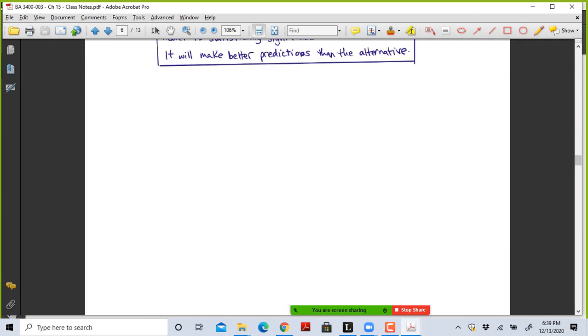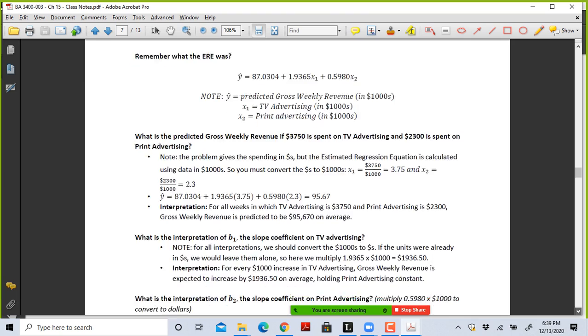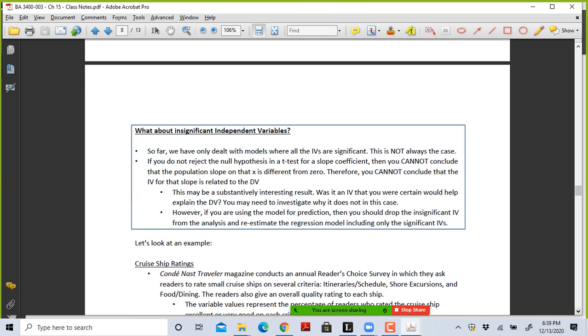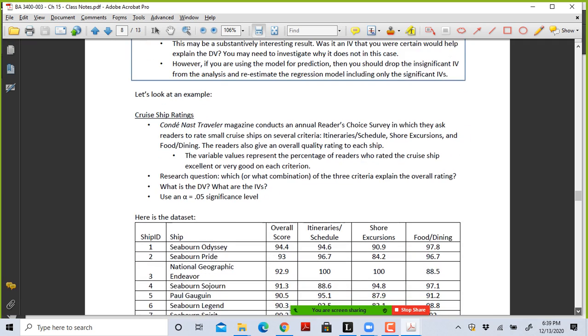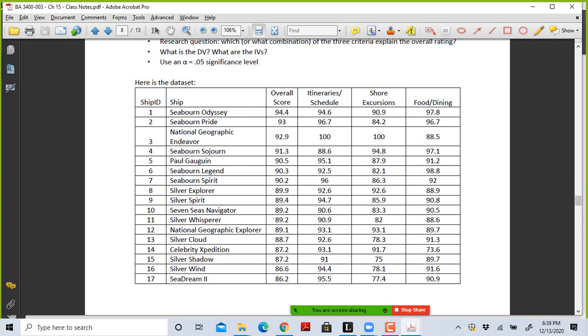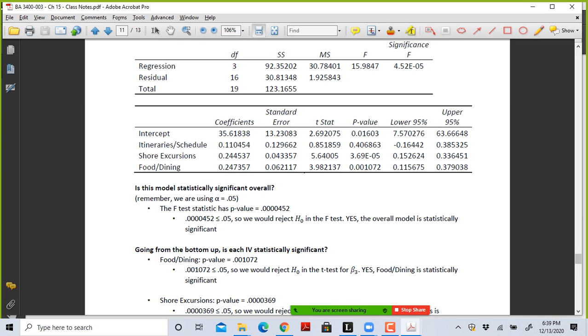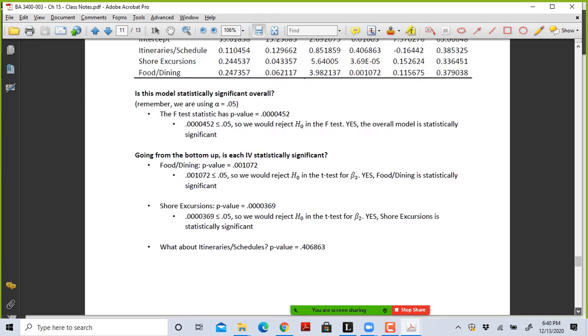What else? Yeah, this is the part that I was telling you about: convert everything in terms of thousands if the units are given in thousands. Okay, page 7. So yeah, these are the same things that I have just repeated.